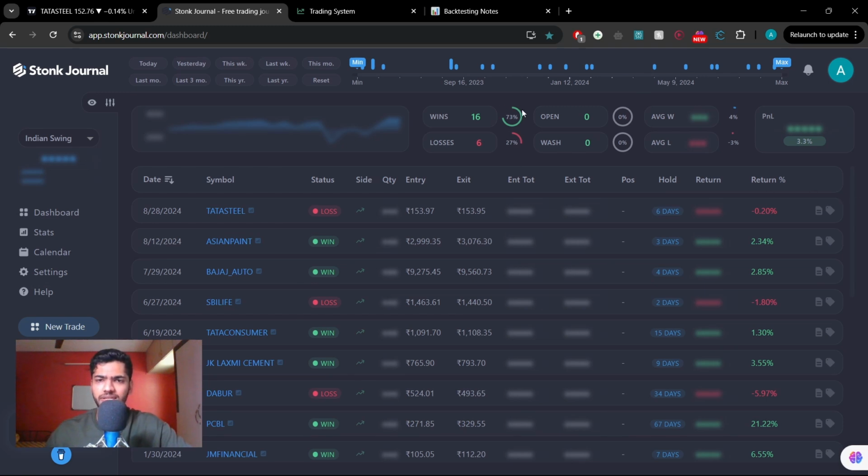So as you can see right here, my win ratio is 73% and my losing ratio is 27%. So this is why even if I exited at 1 is to 1, I will make profit, right?